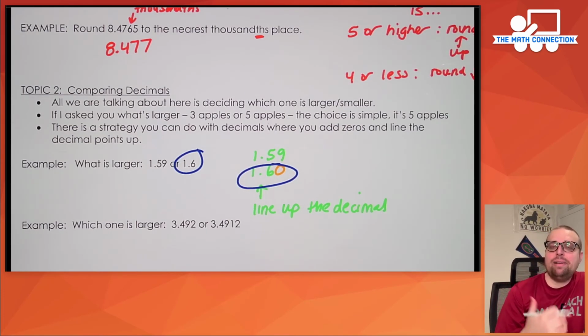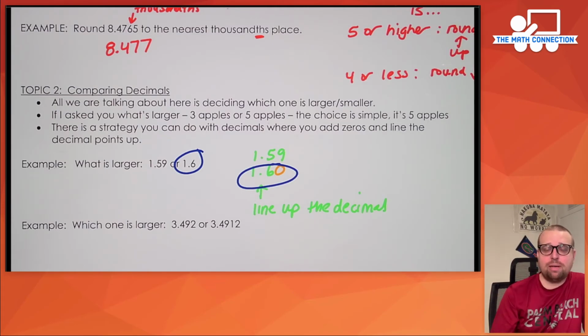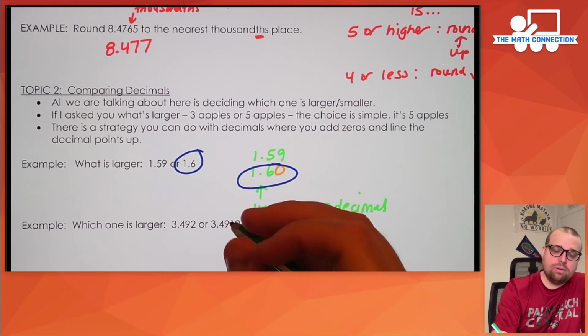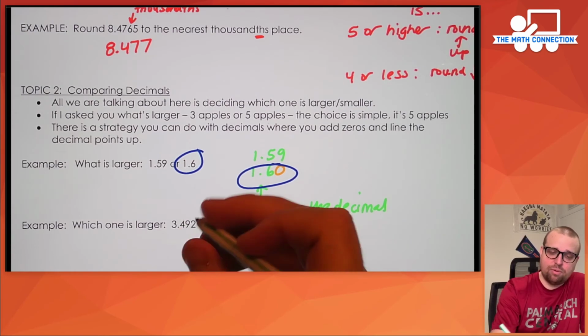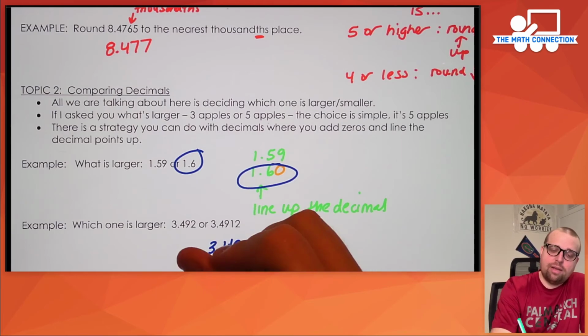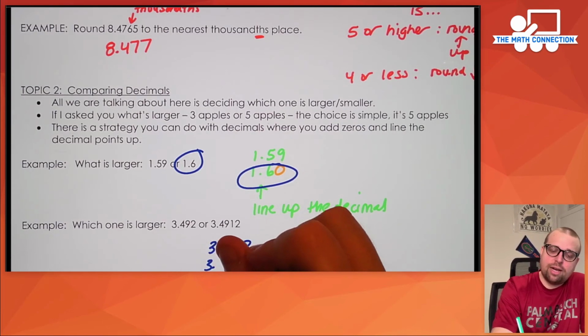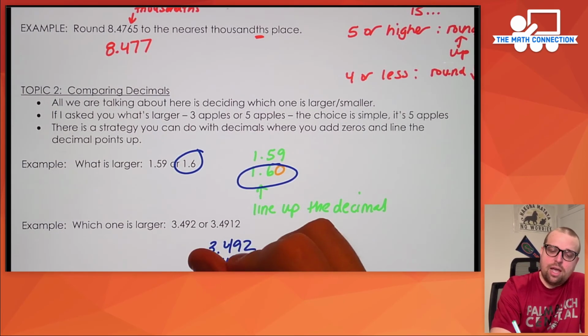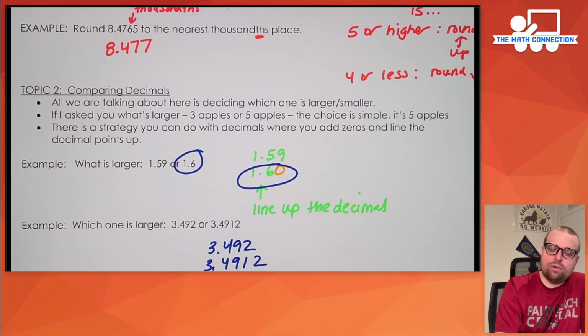But what would happen if the tenths value was the same? What if the hundredths value is the same? And then what if the thousandths value is the same? Well, we may have to just keep comparing place by place from left to right until we find which piece has a larger number. So let's do the next example. We have 3.492. And then we have 3.4912.